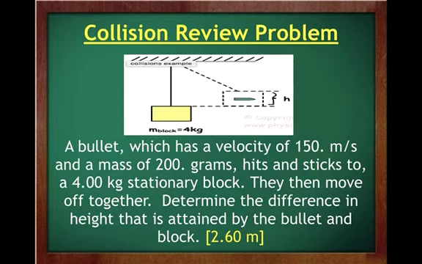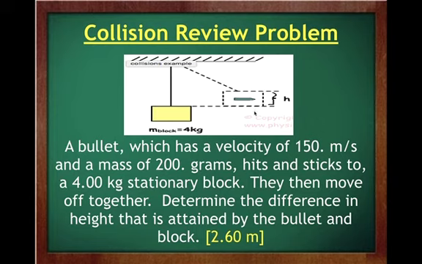Okay, so we'll start off with a bit of a collision review problem that uses a combination of work on conservation of momentum and also starts bringing in the idea of conservation of energy. If we look at this first one, we have a bullet with a velocity of 150 meters per second and a mass of 200 grams, which hits and sticks to a 4 kilogram stationary block. In this example, we think about the block being suspended, as you can see in this diagram. Once the bullet hits the block, it moves off together and does this rotation, kind of like a swing. It's a pendulum type collision problem.